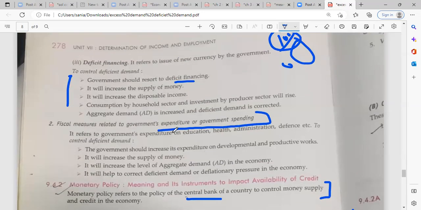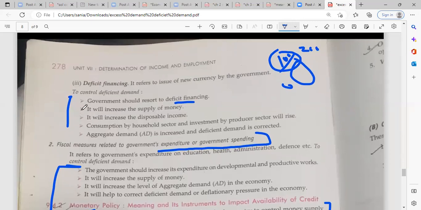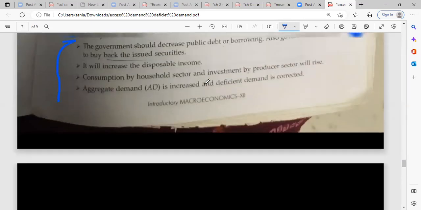The government will increase, right? So the government should increase its expenditure on development and productive work. It will increase the supply of money. It will increase the level of aggregate demand in the economy, and it will help to correct the deficit demand and the deflationary pressure in the economy. Clear? So similarly, you are going to write the heading and this, to control deficit demand. You are not going to write the definition. Clear, Halima?